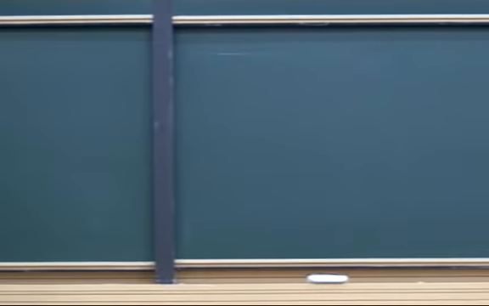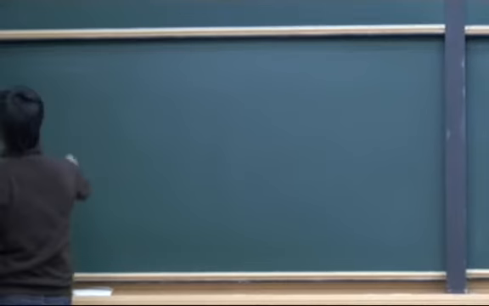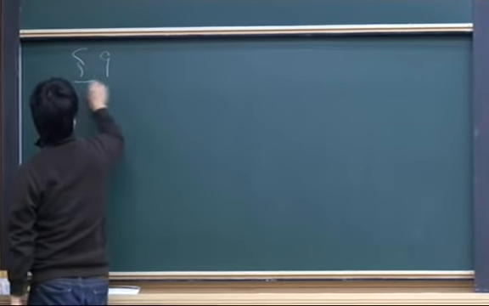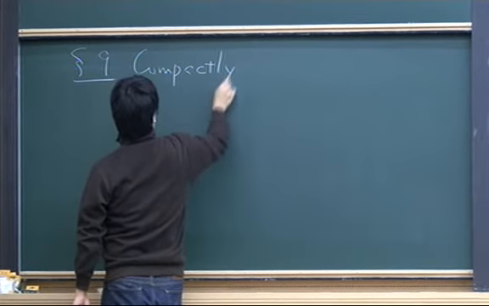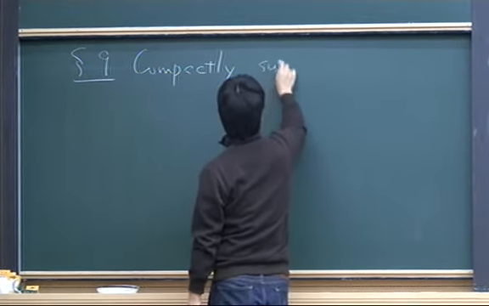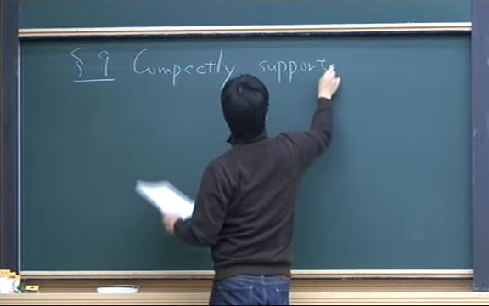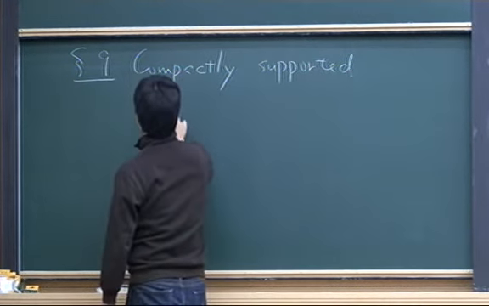Cooperative or compulsory supported étale cohomology. So, section 9: compactly supported cohomology.